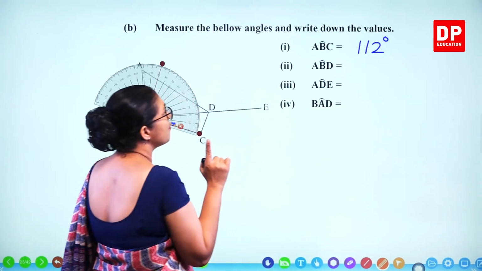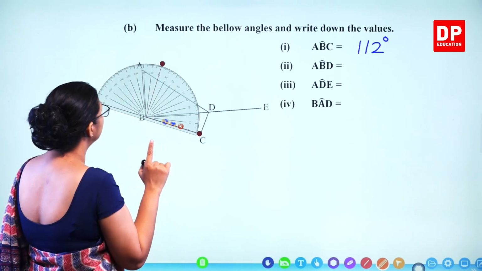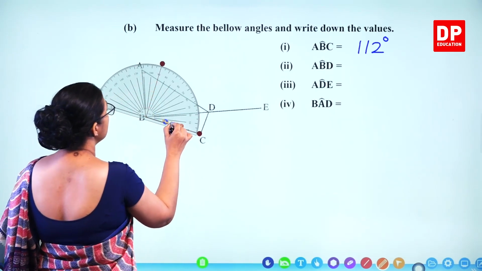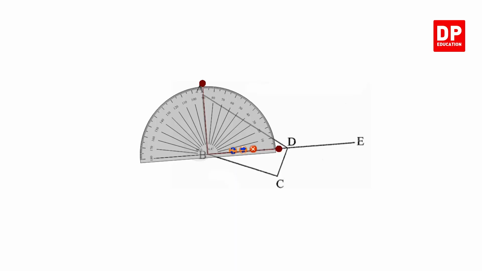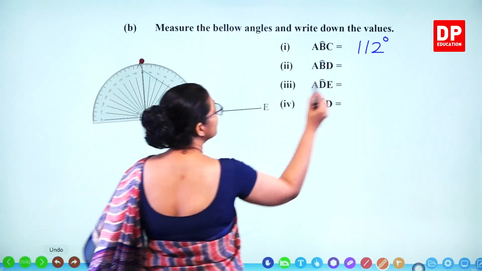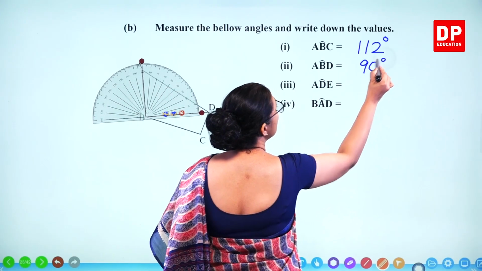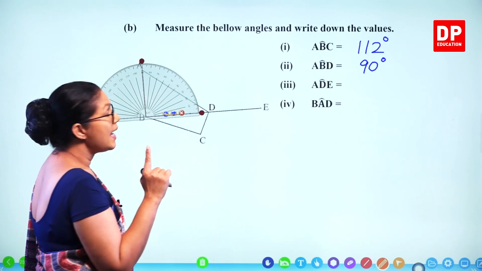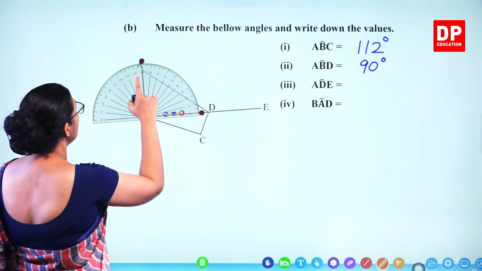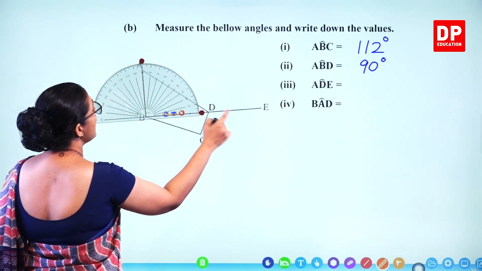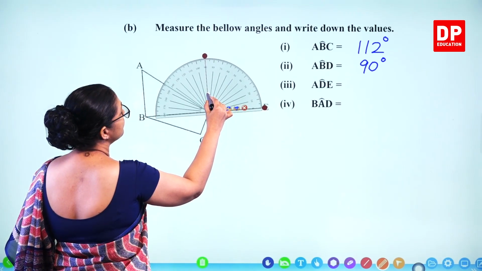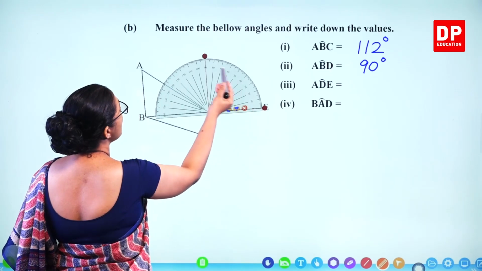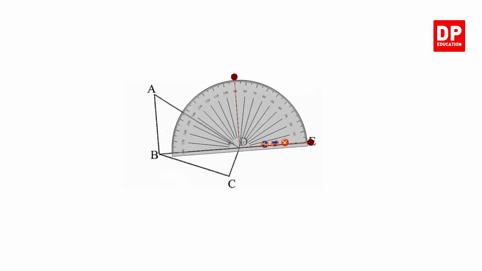According to my diagram, ABD, this angle. So ABD is 90 degrees. ADE angle. So we'll keep it here. This angle, 144.